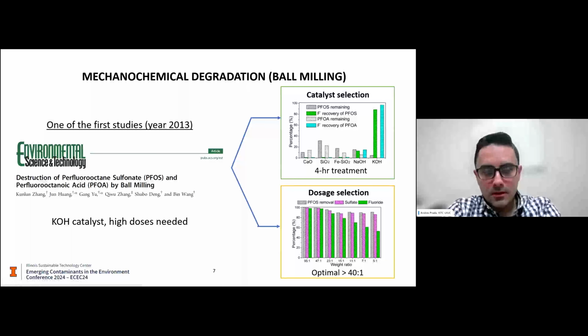One of the first studies that I found that used this technique was back in 2013, on the destruction of PFOS and PFOA by ball milling. They demonstrated that after 4 hours of treatment, using potassium hydroxide as the catalyst, they can destroy between 80 and 90% of PFOS and PFOA, and they demonstrated this by measuring the fluoride ion. But the problem with this is they need an insane amount of potassium hydroxide, at a ratio of 40:1.